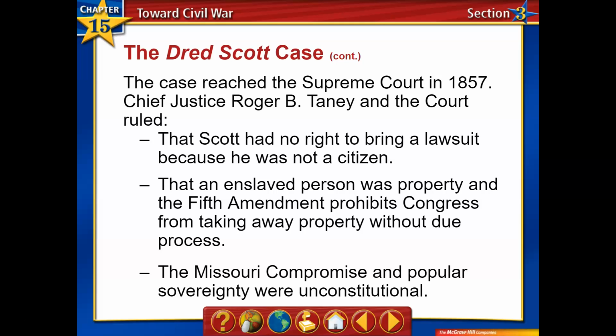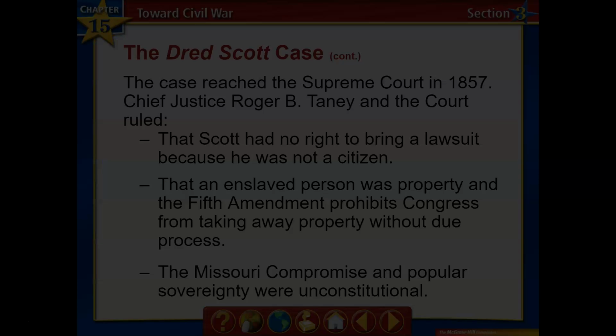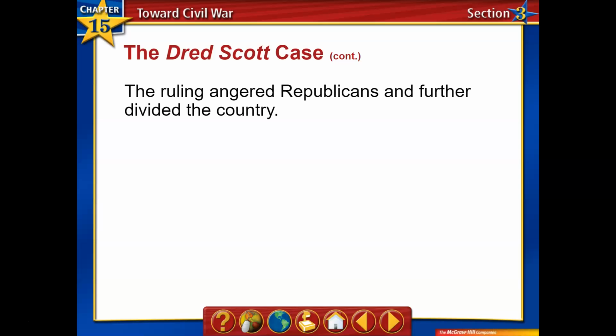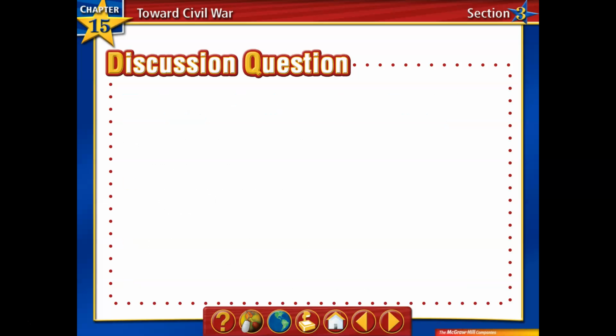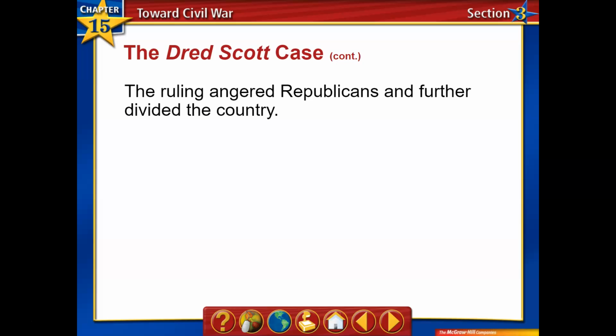And it's only going to further the divide because people who are anti-slavery are enraged by this decision, and people who are pro-slavery are emboldened by this decision. So again, this ruling just angers Republicans, and it further adds to the divide in the country and the separation between people who supported the abolition of slavery and those who did not.